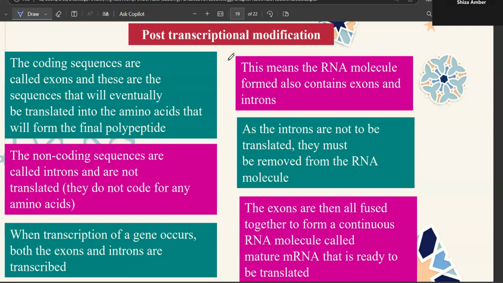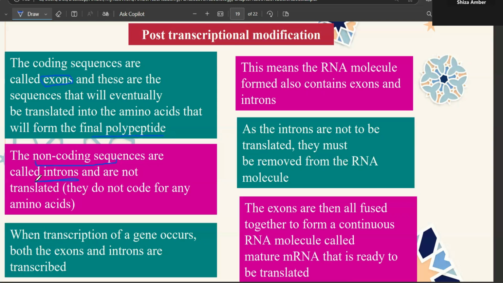Okay, so post-transcriptional modification is that your coding sequences are called exons. So the triplet code which is coding, and has a proper amino acid, is always going to be known as exons. So your coding sequences, the triplet codes, are also known as exons. And these are the sequences that will eventually be translated into the amino acids that will form the final polypeptide. So if a polypeptide chain is being made with the help of triplet code, then those coding sequences are known as exons. While the non-coding sequences that do not code for any of the amino acids, they are known as introns. Okay, this is an MCQ question.